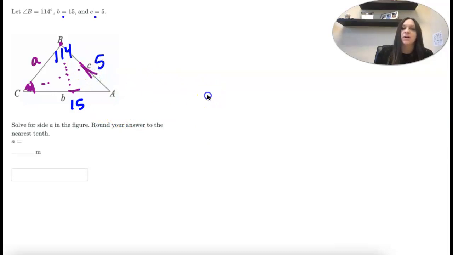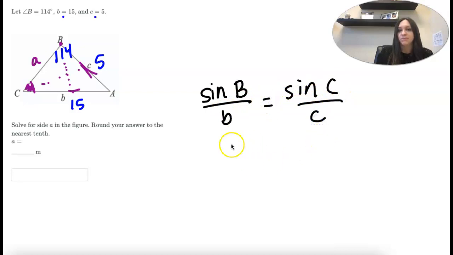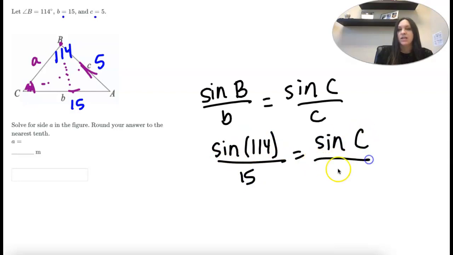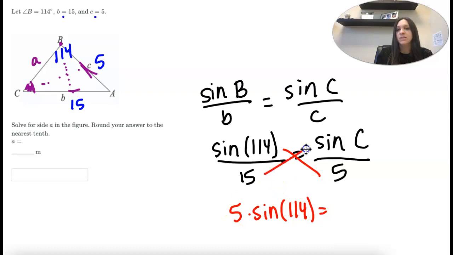Okay, so C squared equals A squared. No, I can't use law of cosines. I wanted to try. We're using law of sines. Sorry. Sine of B over B equals sine of C over C. Okay, so angle B is 114, side B is 15. We're going to find angle C, and little c is 5. So 5 times sine of 114 equals 15 times sine of C.